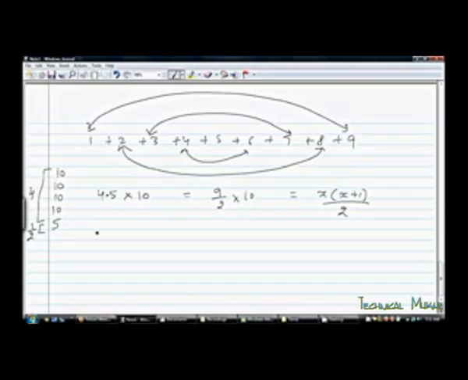Now if I add 10 to this series, I will have one more 10 plus 10. So that will be 5.5 into 10. That will be 55. So again that will be equivalent to 10 into 11 divided by 2, or again x into (x plus 1) divided by 2.